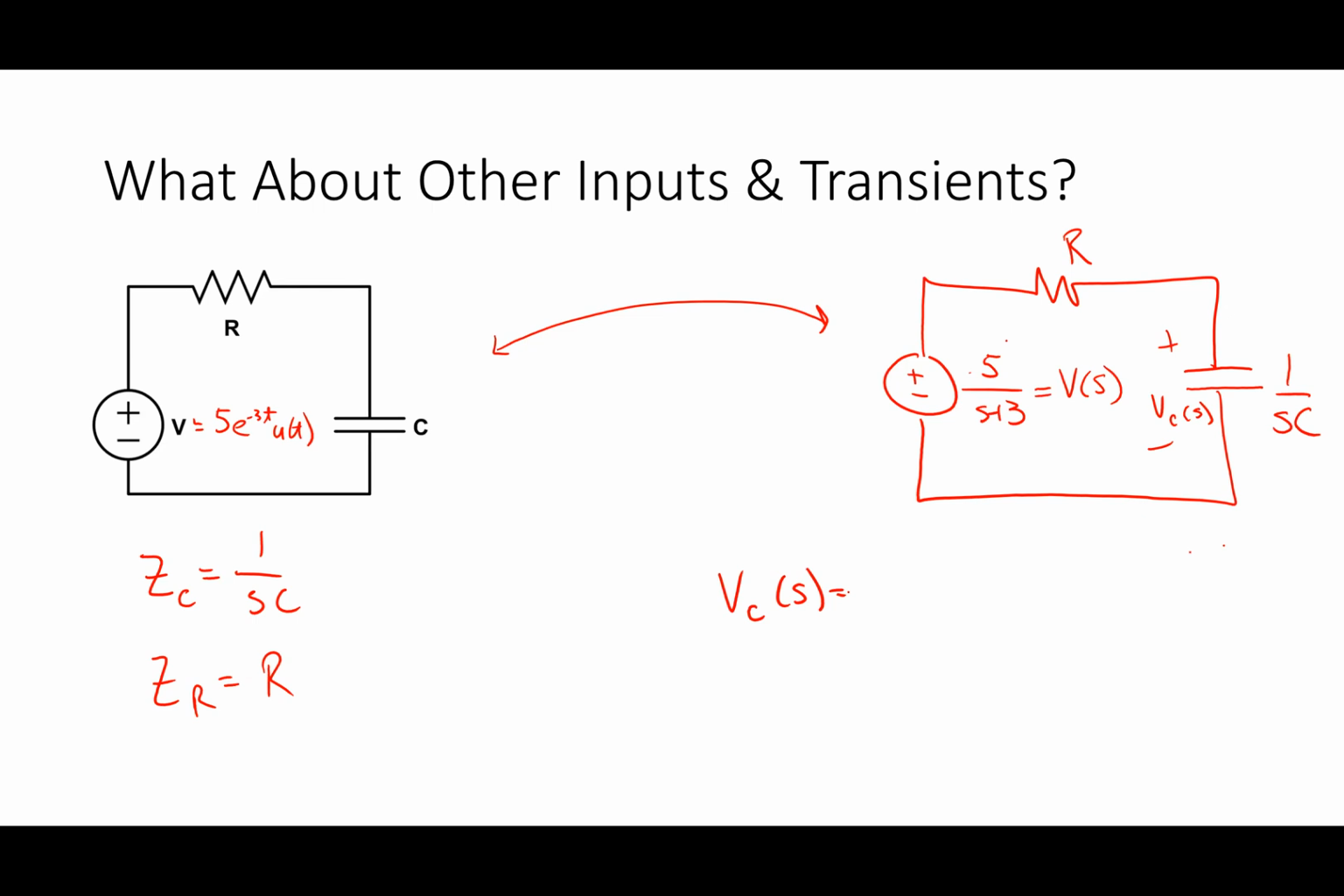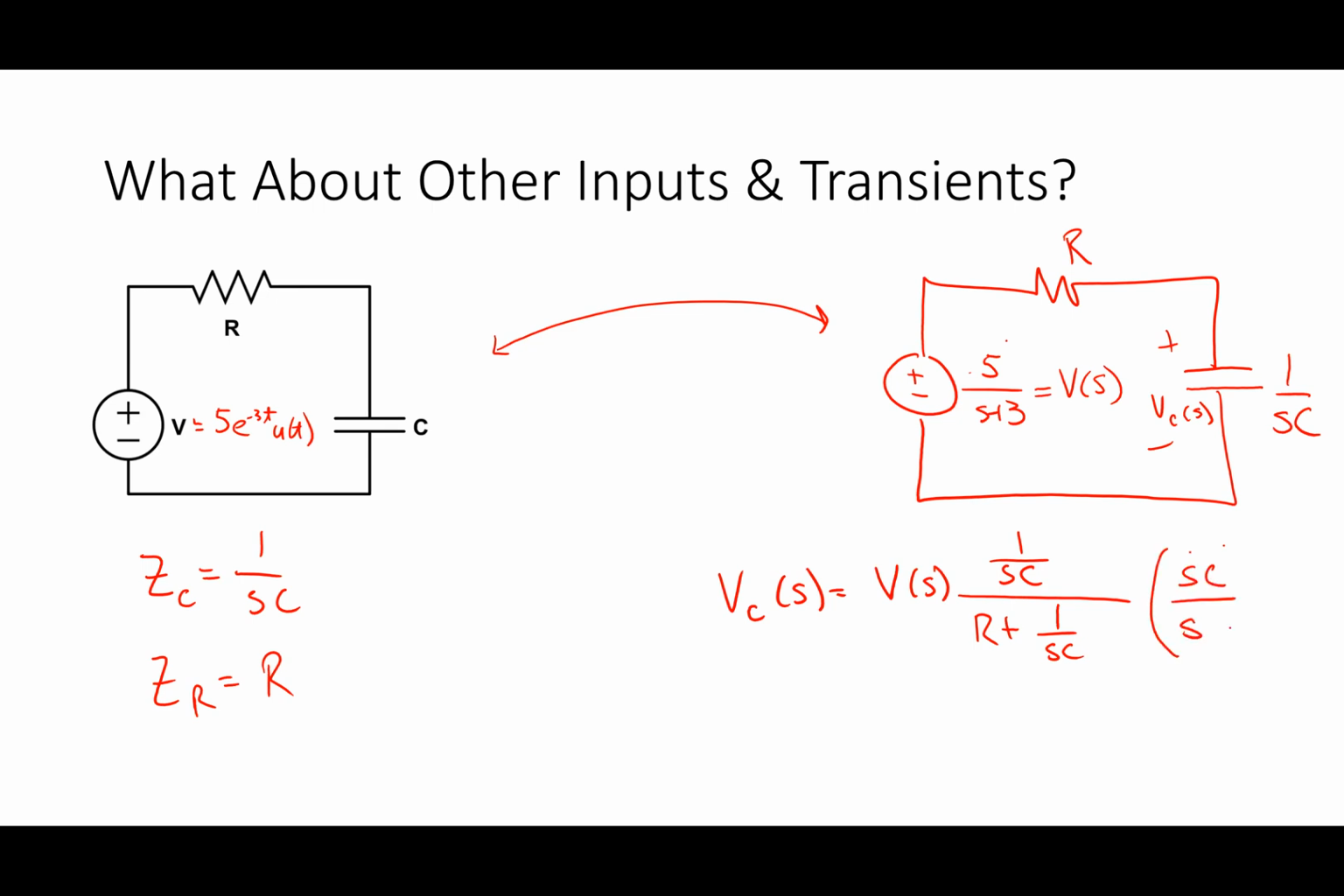Vs over R plus 1 over SC, all of that times 1 over SC. V of S times 1 over SC, divided by R plus 1 over SC. Now what we typically do is we make this a rational function of S. What does that mean, to make this a rational function of S? It uses a ratio of two polynomials.